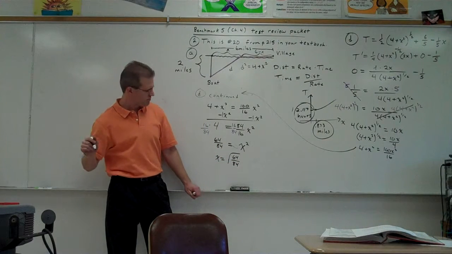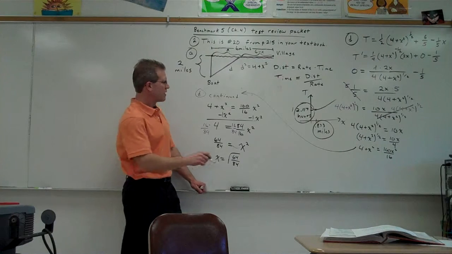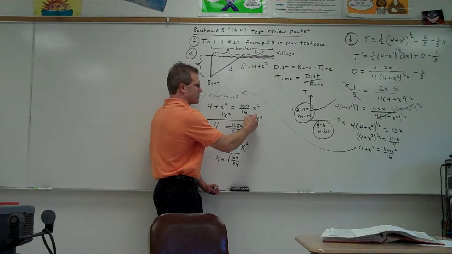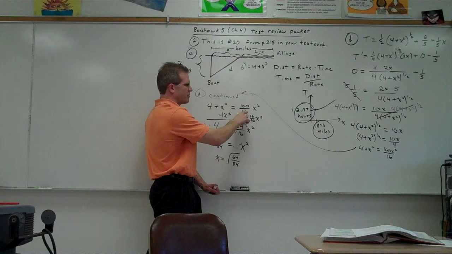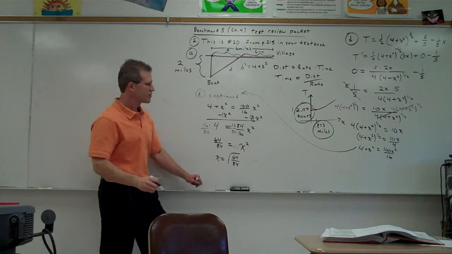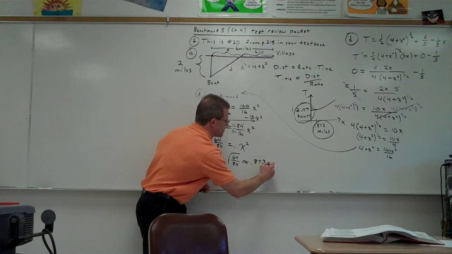Question? Why is it 84 over 16? Why did you go from 100 to 84? When I subtracted 1 here, good question. When I subtracted 1x squared, I was thinking of that as 16/16. So 100 minus 16 is 84. Okay? Good. That's the right answer. Comes out to 0.873 miles.